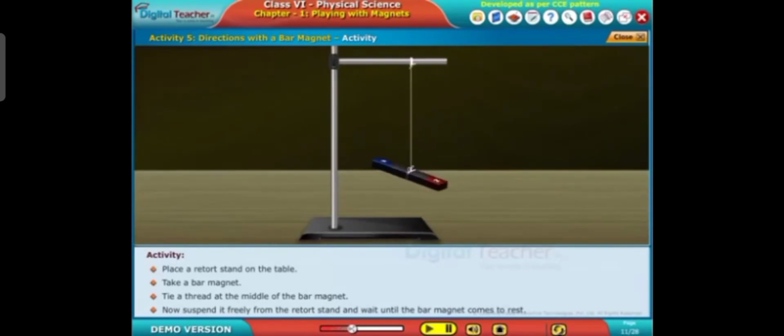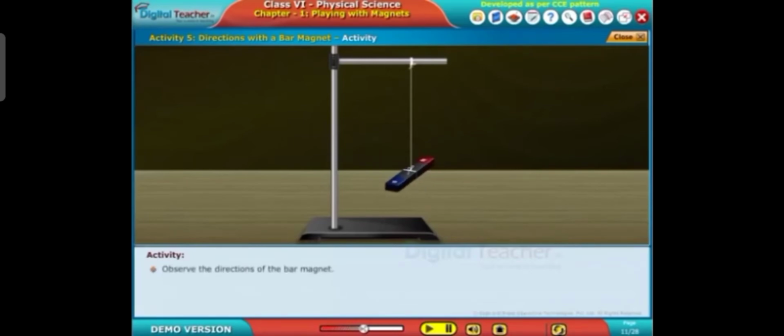Okay, now you can see the bar magnet is moving. We just want to wait for the bar magnet to come to a resting position, that means no movement. We want to wait. Okay, after some movement the magnet comes to a resting position. So you can see both ends, that is the poles, have taken a particular direction.